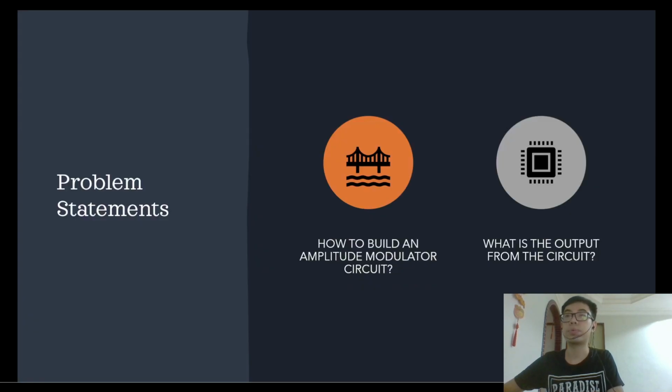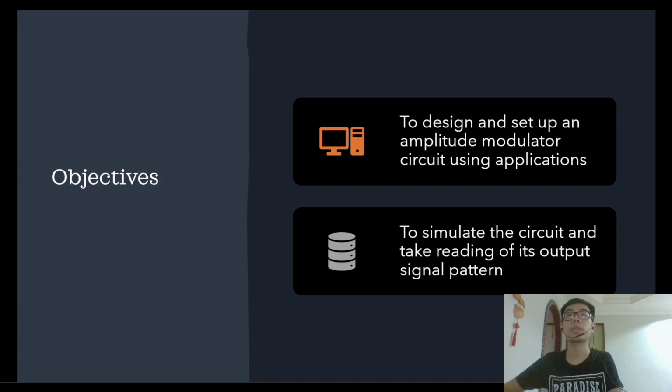In this project, we will address two problem statements: how to build an amplitude modulator circuit, and what the output from the circuit is. The objectives of this project are to design and set up an amplitude modulator circuit using applications like Proteus. Also, we want to simulate the circuit and take a reading of its output signal pattern.